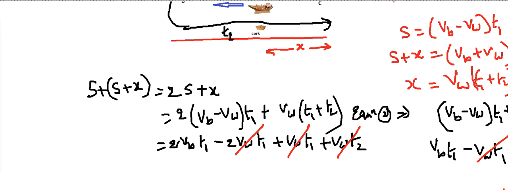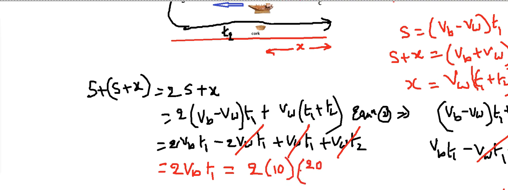So the remaining is 2 Vb into T1. Already we know the velocity of the boat, and T1 is 20 minutes. Convert it into hours because the velocity is in kilometers per hour. Therefore, this becomes 20 by 3 kilometers. The total distance covered by the boat is 20 by 3 kilometers.